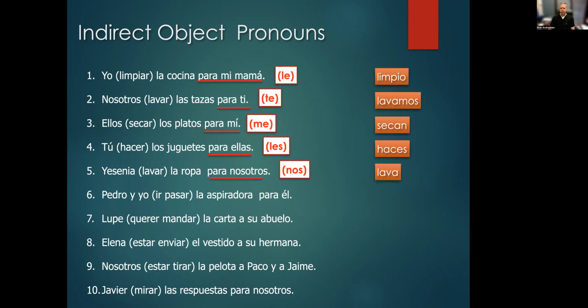I'm sorry, nos. Para nosotros becomes nos. Número 6, Pedro y yo, that's the nosotros, vamos a pasar, 2 verbs. La aspiradora, para él becomes le. Número 7, Lupe, 2 verbs, quiere mandar. La carta a su abuelo becomes le.